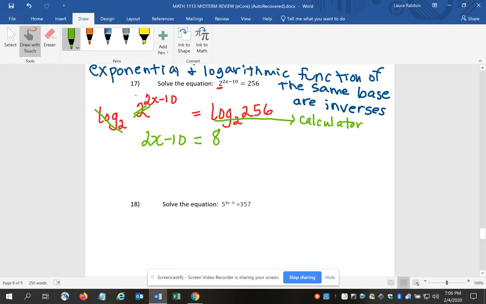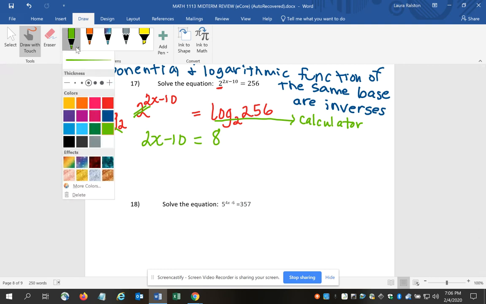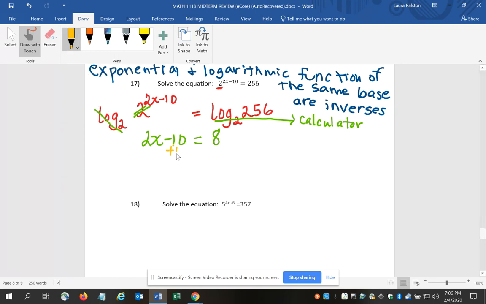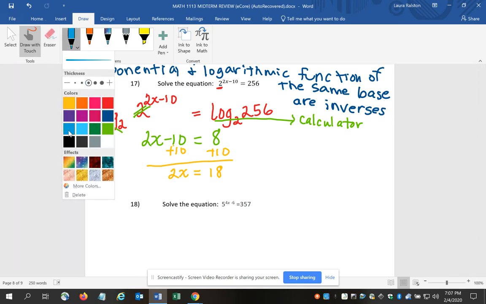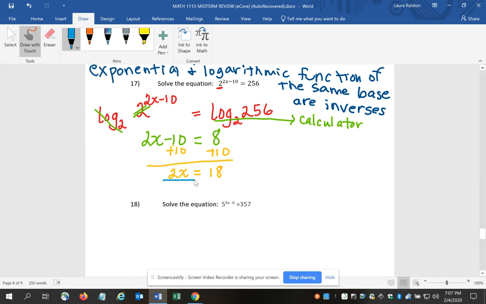So then I have just a very basic equation once I have used my inverse operations. So I have 2x minus 10 equals 8. I'm trying to solve for x, so I'm going to add 10 to either side to isolate the x. Good old basic algebra. 2x equals 18. And then I'm going to divide both sides by 2. So x equals 9. So the solution to the equation is x equals 9.